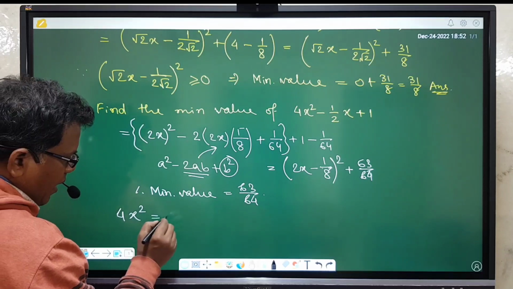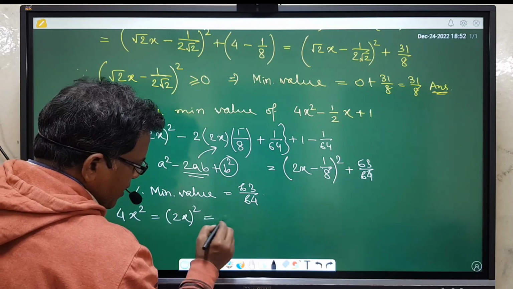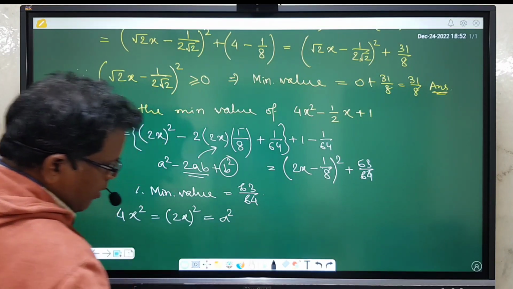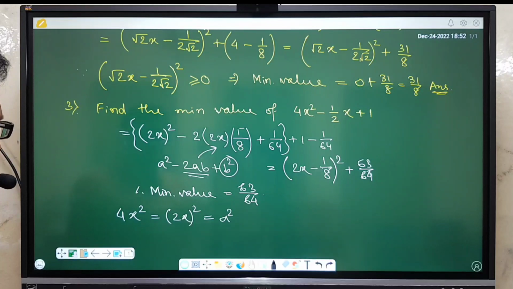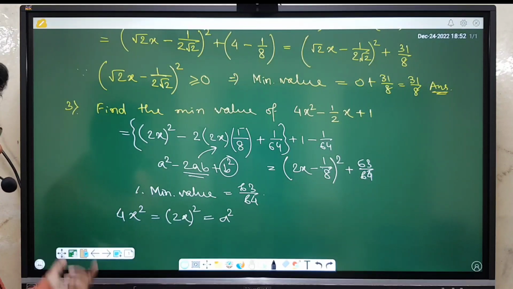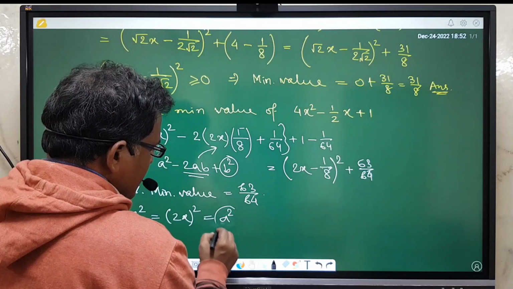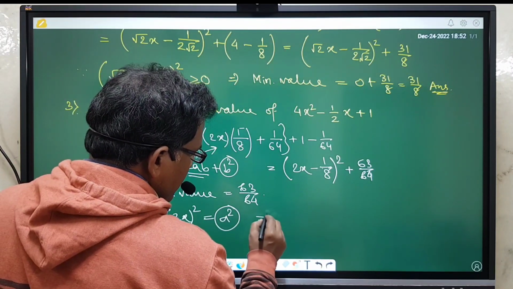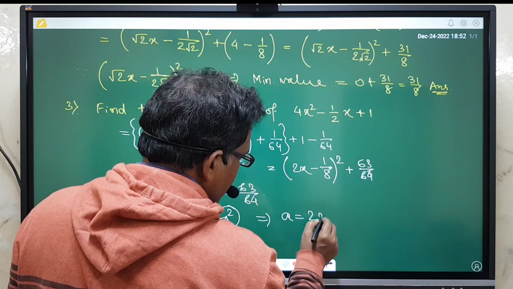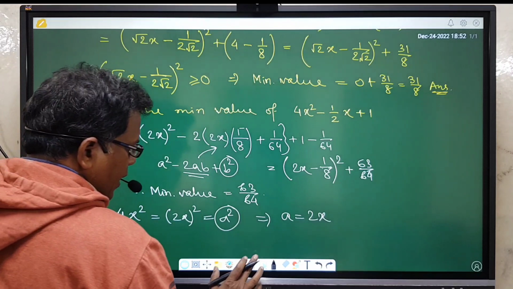As far as 4x square is concerned, I am writing it as square of 2x. That means this is equal to a square. If I want to write 4x square in the form of square of a number, it should be 2x, whose perfect square is 4x square. So the first term with x square should be written as square of a number. So this gives me a as 2x, right? Fine.